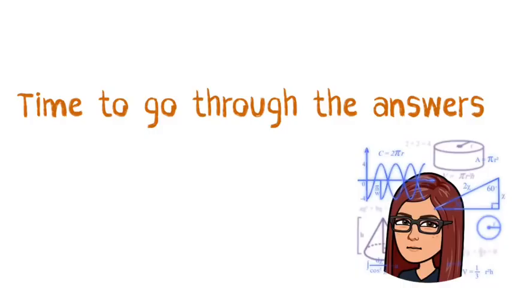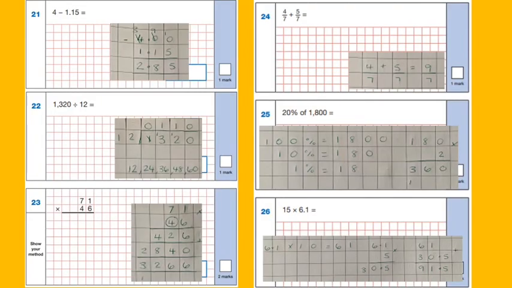Alright guys, it's time to go through the answers. Okay, so the first question, we have got 4 subtract 1.15. It's all about getting your numbers in the correct place for their place value. I would always recommend popping your decimal point in. As you can see, I've turned 4 into 4.00. I've popped those 2 placeholders in there, and that's made exchanging a bit easier for me. So you can see that I've got the answer 2.85.